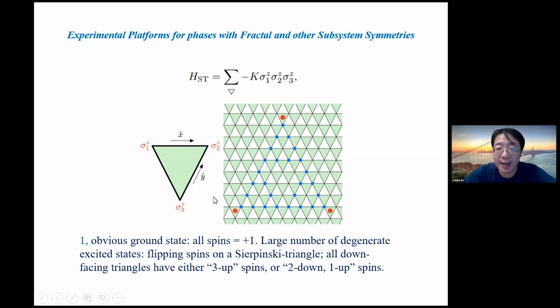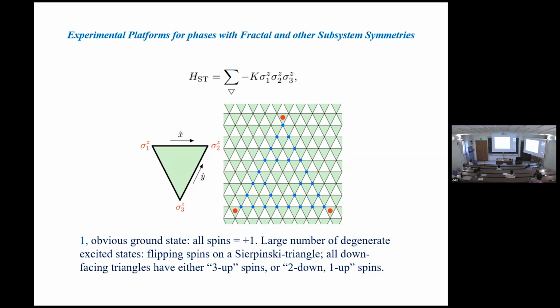You can check that every down-facing triangle in the middle either has all spins up or has 2 spins down. For example, this triangle has 2 down and 1 up, and this triangle also has 2 down and 1 up. So as long as you flip spins on the Sierpinski triangle, it will not cost any energy. Okay. May I say something?